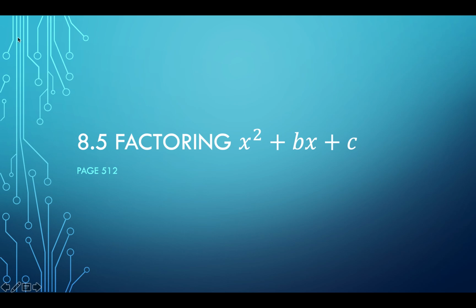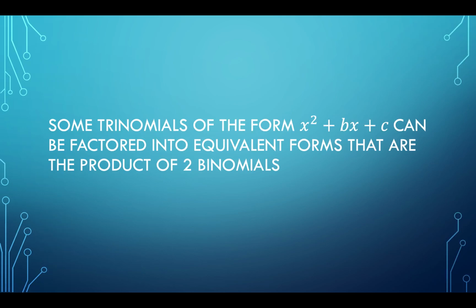Hi everyone, so today we're going to be working with Chapter 8, Section 5, factoring in the form of x squared plus bx plus c. We're on page 512 of the textbook. So some trinomials of the form x squared plus bx plus c can be factored into two equivalent forms that are the product of two binomials.